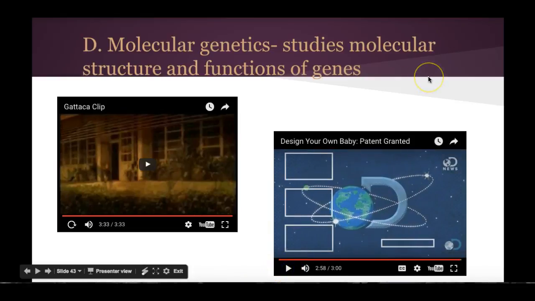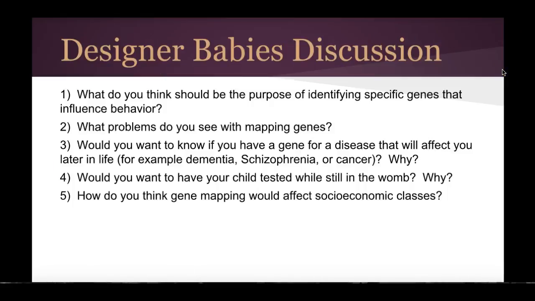All right, so you get the idea. The Gattaca clip is mostly showing you what the future could be, and the D News clip is looking more at what it is currently. So I did have people discuss in their group these five questions. They weren't things that I actually had them write down. I just had them discuss, and we talked about it as a whole. But it's something to think about.